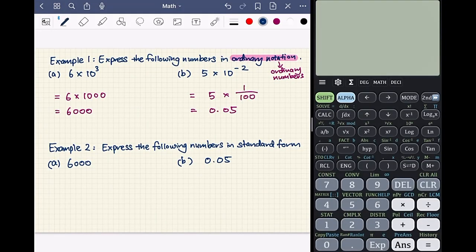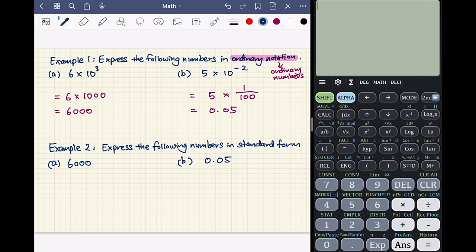So in example 1, we are asked to convert two standard form numbers into ordinary numbers, which in the question it says ordinary notation. In part A, we have 6 times 10 to the power of 3. So think of 10 power 3 as 10 times 10 times 10. And that's going to give us 6,000 as our final answer. We can do this conversion by using our calculator. The steps are there just to help you understand how it comes about. And 6 times 10 to the power of 3 indeed gives you 6,000.